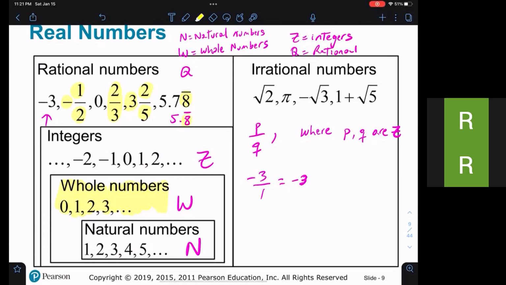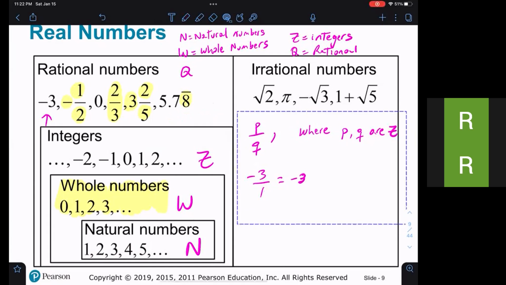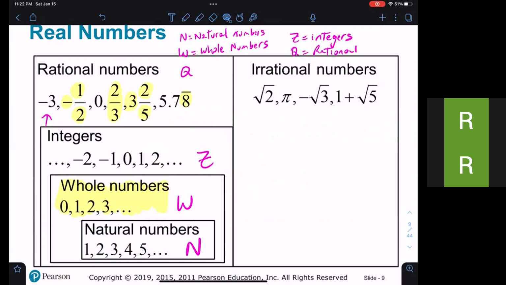But here also, right? 5.788888. This hat means that it keeps repeating forever, right? So instead of writing that out, they just write a hat here. So for this one it is 5.7888888, like that, right? So that means that it keeps repeating. If you're seeing a repeating decimal, that means that it's rational. However, if you have these guys on the right side, they're called irrational numbers.